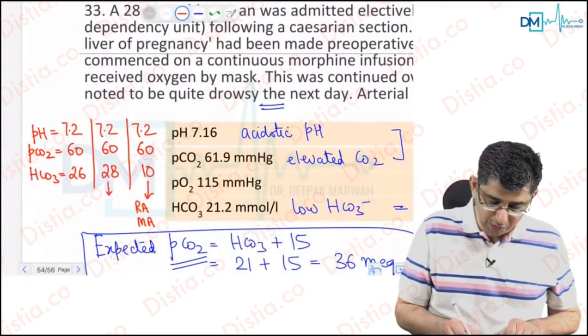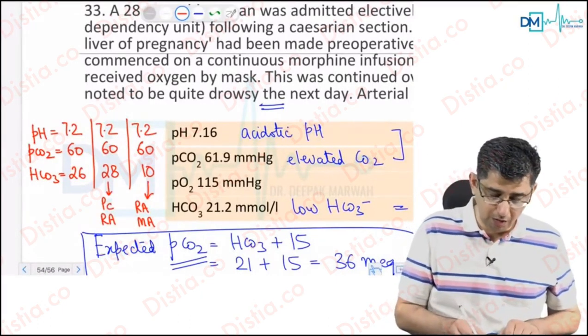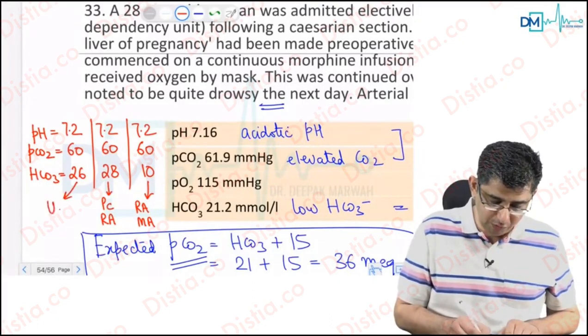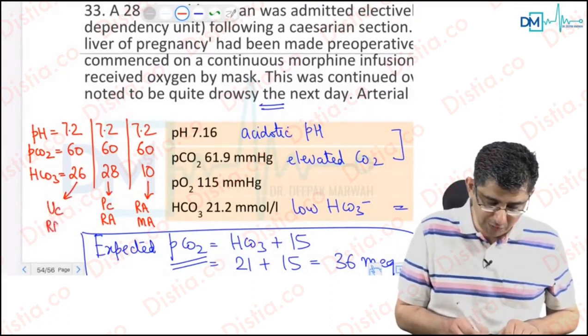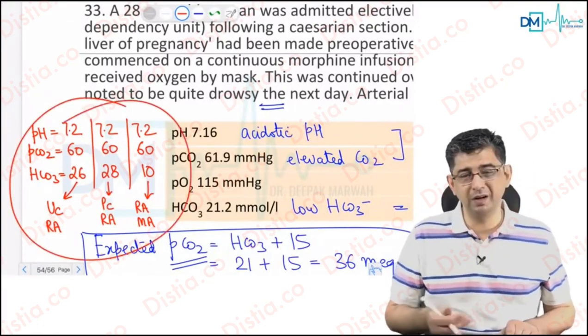The second report is partially compensated respiratory acidosis. Why? Because bicarbonate values have increased. And the first value that I mentioned before is uncompensated respiratory acidosis in a patient. Do practice these questions and this will become second nature for you.